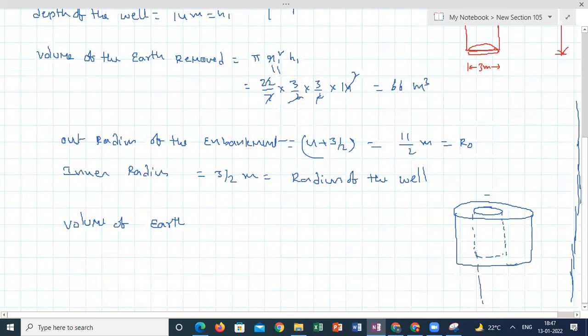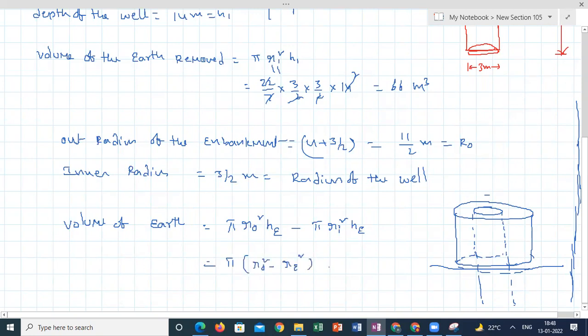And this hollow cylinder will continue till the end, and this is earth. So this is pi r naught square height of the embankment minus pi ri square height of the embankment. So this will be pi times r naught square minus ri square, outer radius square minus inner radius square, into the height of the embankment, which is equal to 66.